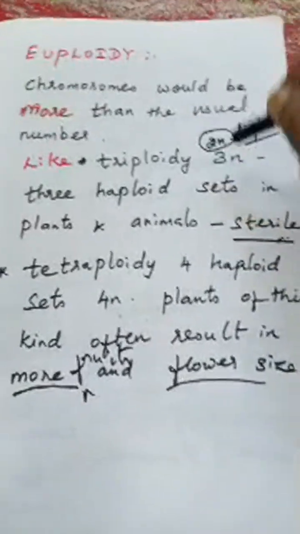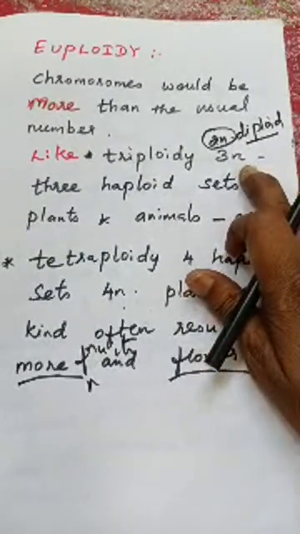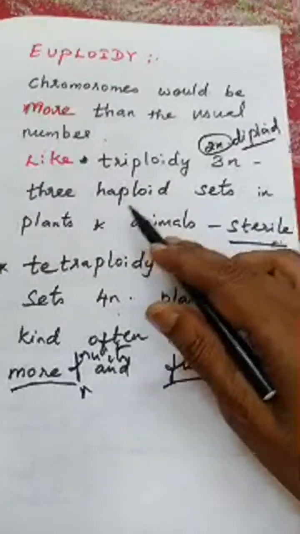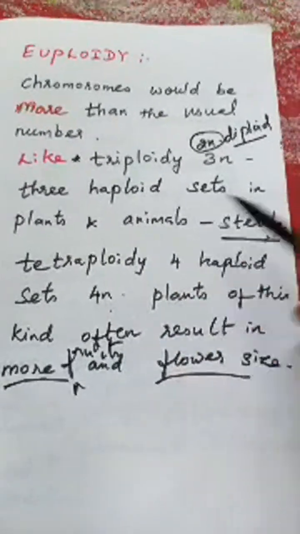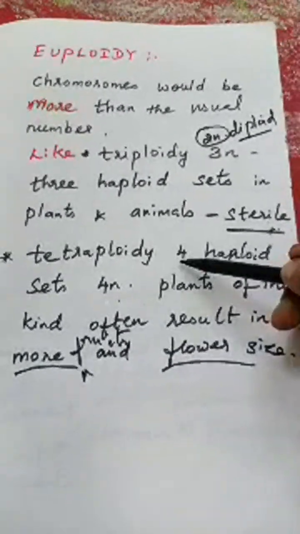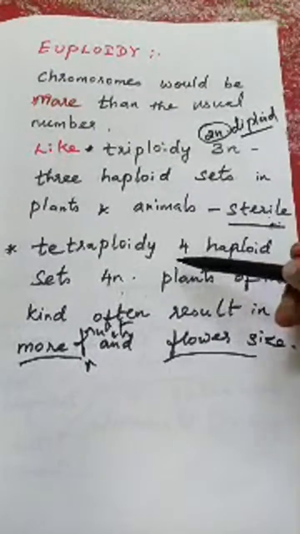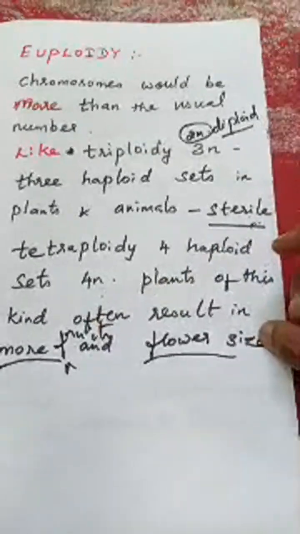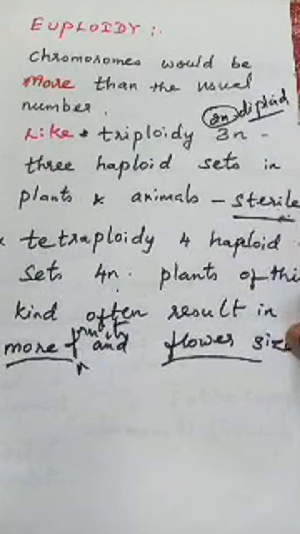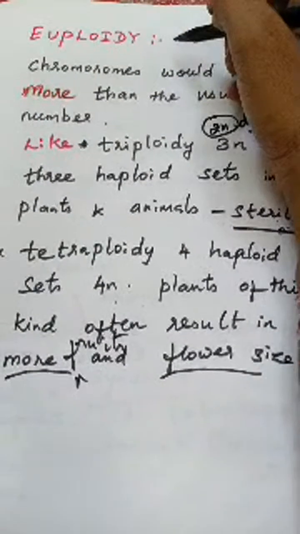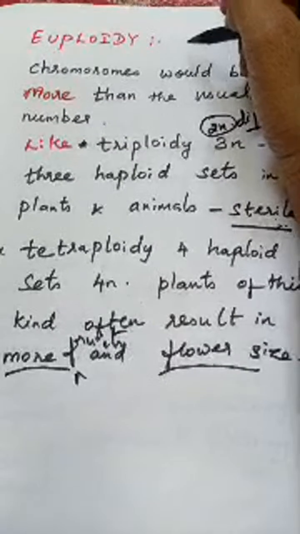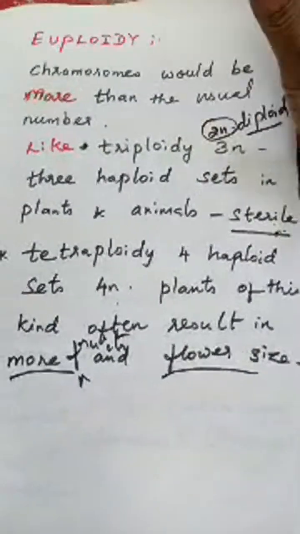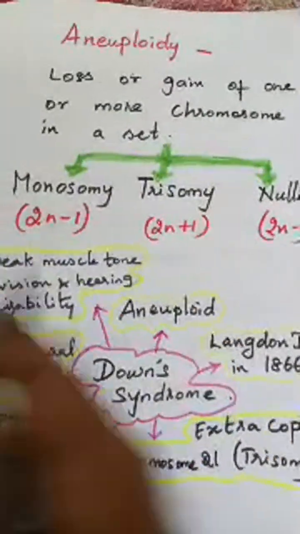In this we have seen two examples. One is the 3n set of chromosomes. If 3 haploid sets of chromosomes are there, they are sterile. And if there is one more haploid set, like 4n, the plants of this kind will have more fruits, and the flower size will also be larger. So this is one type of chromosomal mutation, that is, a change in the number of chromosomes. Is that clear?